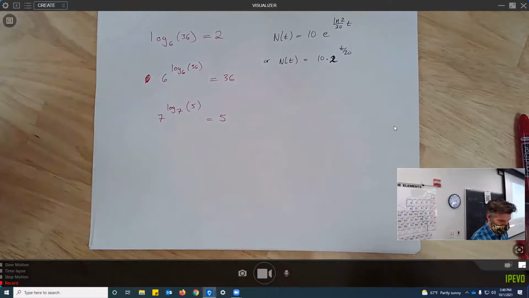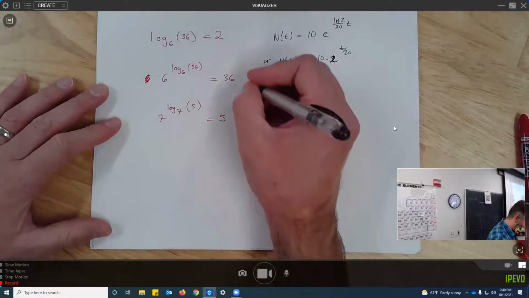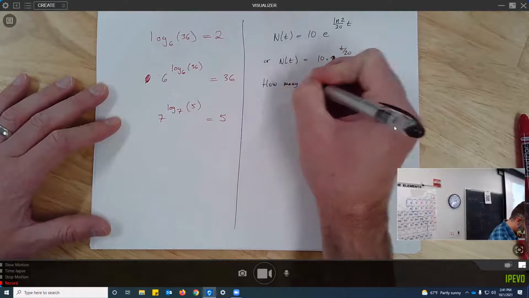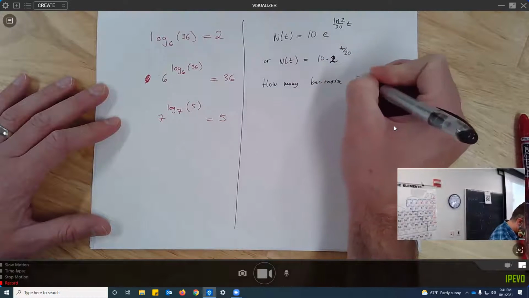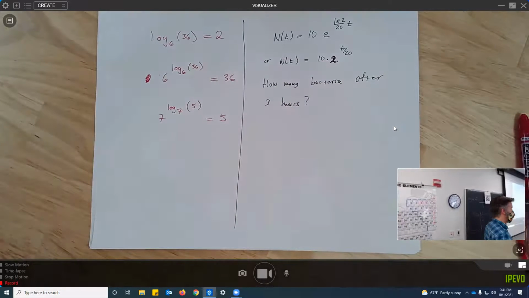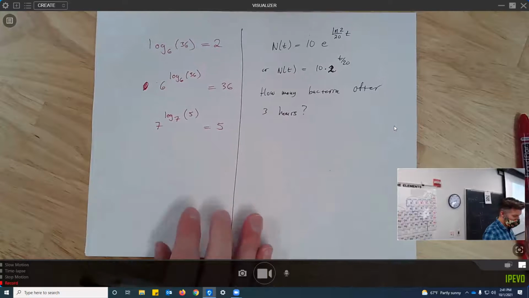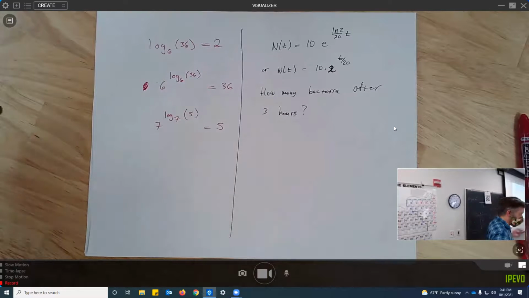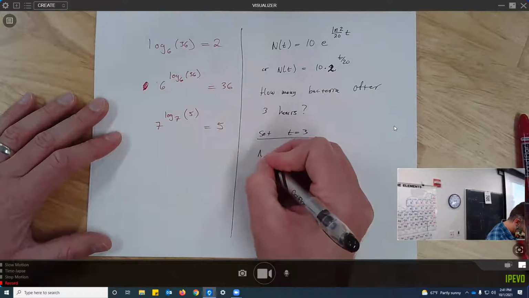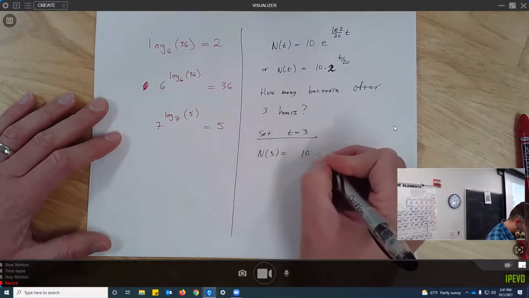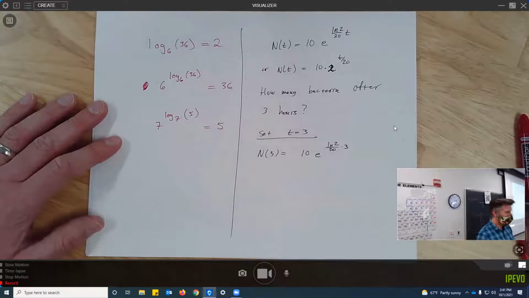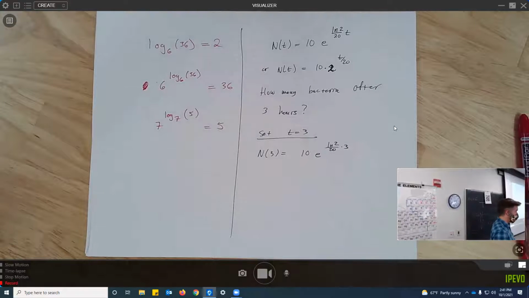But then the question that I was hoping to get to was, how many bacteria are there after 3 hours? Well, that's a relatively easy question to answer. It's a much easier question than actually finding the model itself. We're just going to substitute in t equal to 3. We're going to get N of 3 equals 10 times e to the natural log of 2 over 20 times 3. And without a calculator, I would just leave it like that.